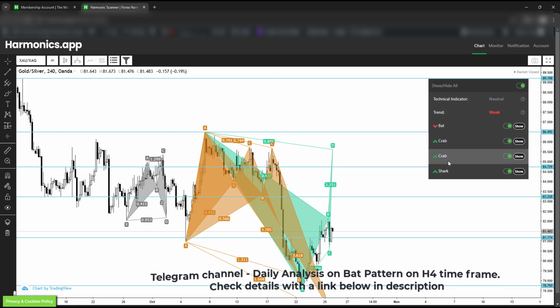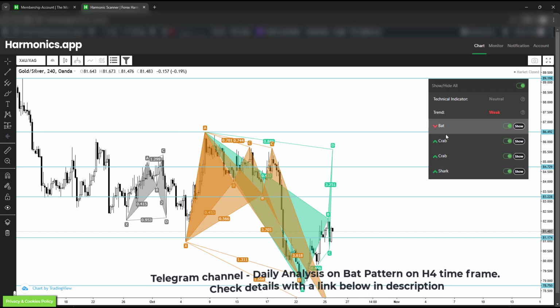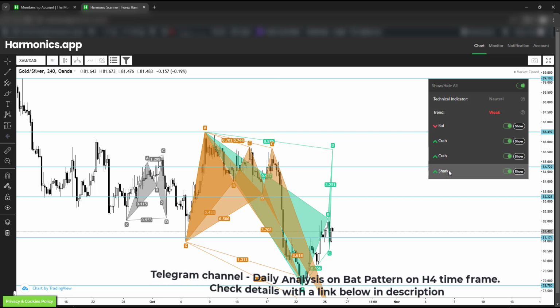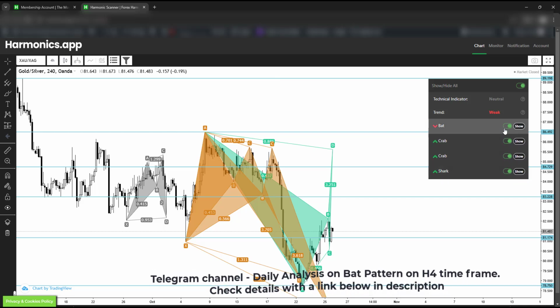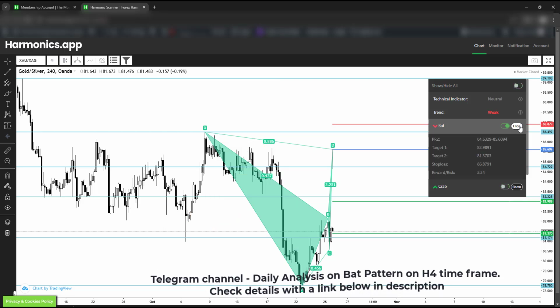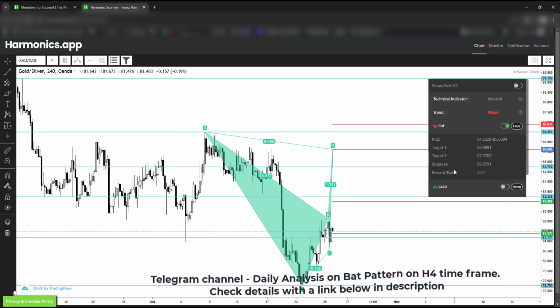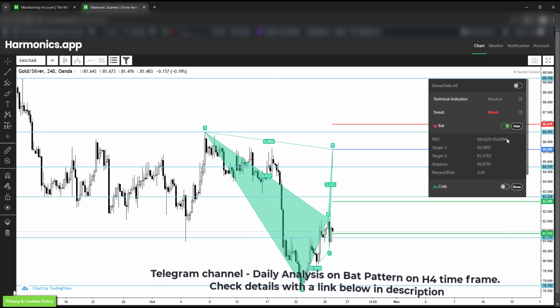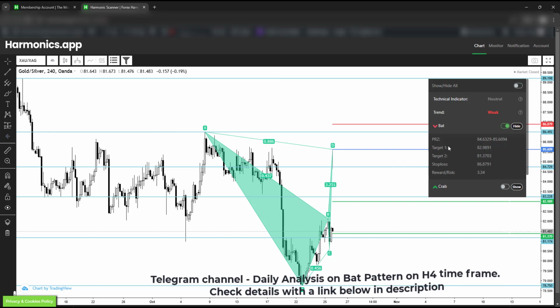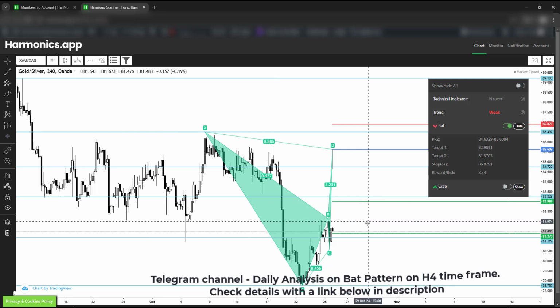Here I have 4 of these patterns that have been formed on the chart, where each of these patterns has a different color. So for example, if you click here on the show button for the bad pattern, it will be a green pattern and you will have all the details about this pattern formation on the chart. You will have the potential reversal zone, which is the area where it is the entry level. You have a target 1, target 2 with these green lines.